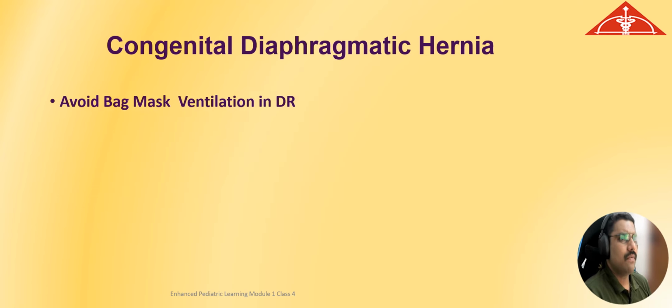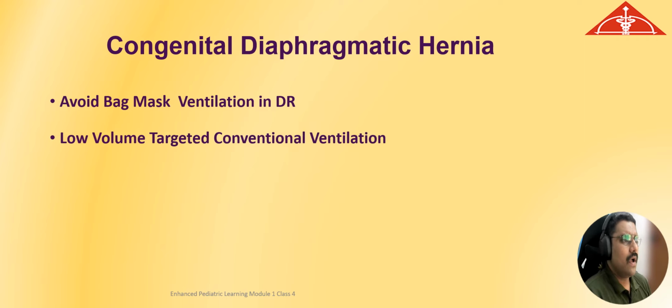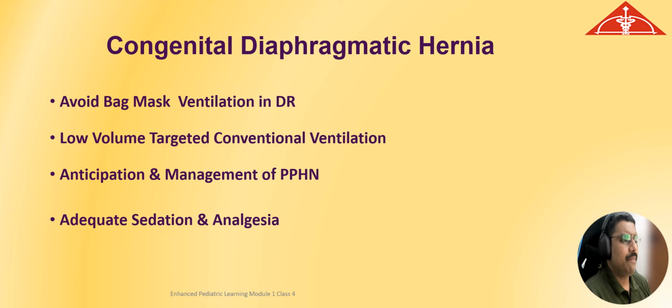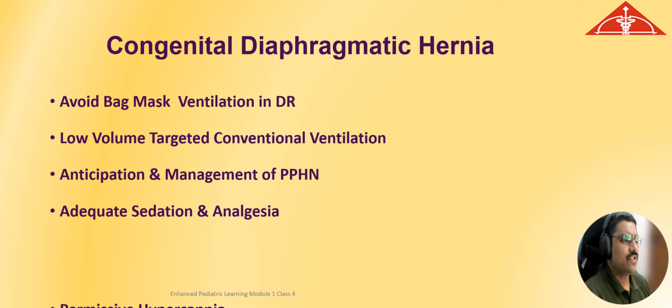Important factors to remember are to avoid bag and mask ventilation in the delivery room, the use of low volume targeted conventional ventilation with permissive hypercapnia, and anticipation and management of persistent pulmonary hypertension with adequate sedation and analgesia.